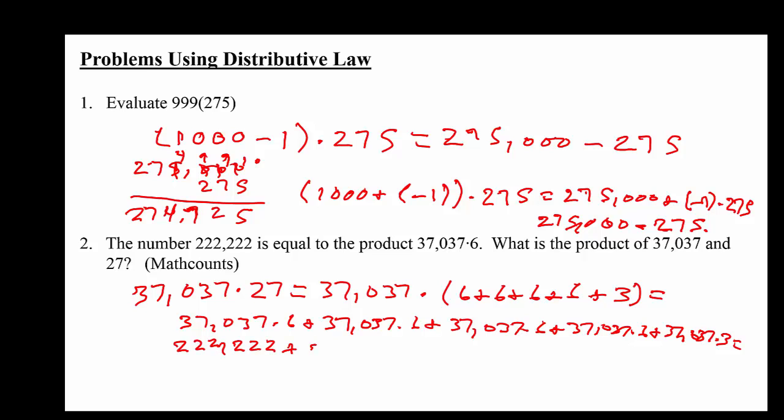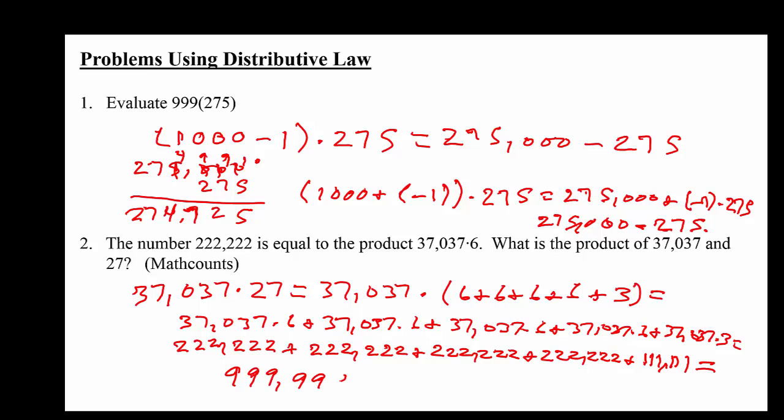And now I know that 37,037 times 6 is just 222,222, plus 222,222, plus 222,222, plus 222,222. Now I multiply by 3, which is equivalent to multiplying by 6 and then dividing it all by 2. So that'll just be 222,222 divided by 2, which is just 111,111. So now when I add these up, it's very easy to do. You can see that I end up with 999,999.